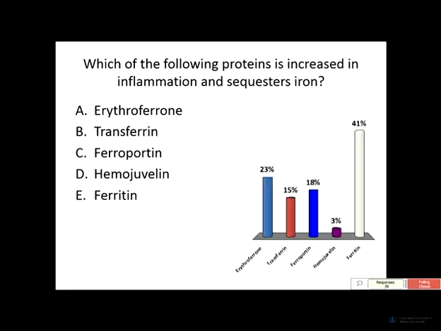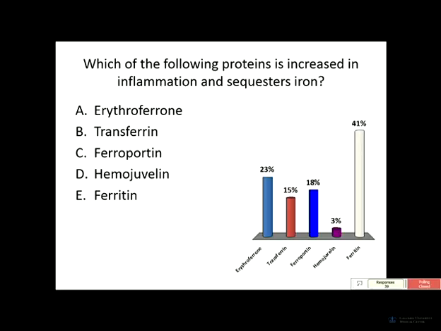So, the plurality of you got this right. It's ferritin. Ferritin is an acute phase reactant, and it also is a protein which is used to store iron inside of blood cells.